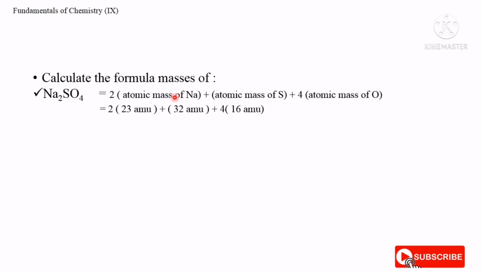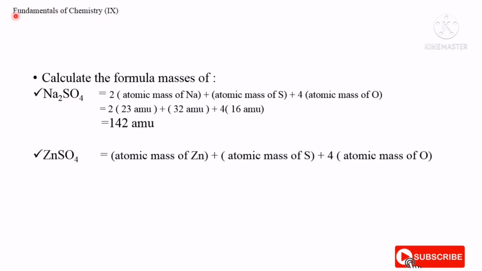By putting in the values of the atomic masses, 2 multiplied by 23, that is the mass of sodium, plus 32 atomic mass units, that is the atomic mass of sulfur, and 4, the number of atoms of oxygen, multiplied by the atomic mass of oxygen, that is 16 atomic mass units. By simply multiplying the atomic masses with their number of atoms, by simple calculation we get 142 atomic mass units, that is the formula mass of sodium sulfate.